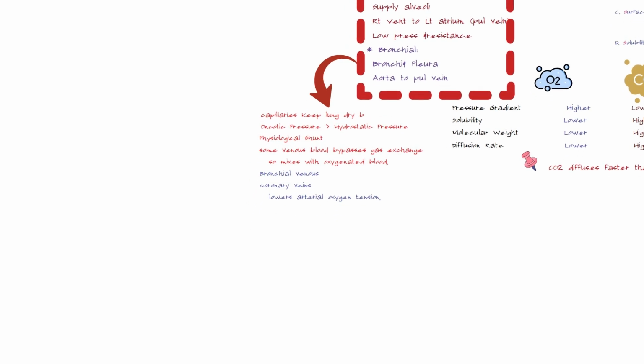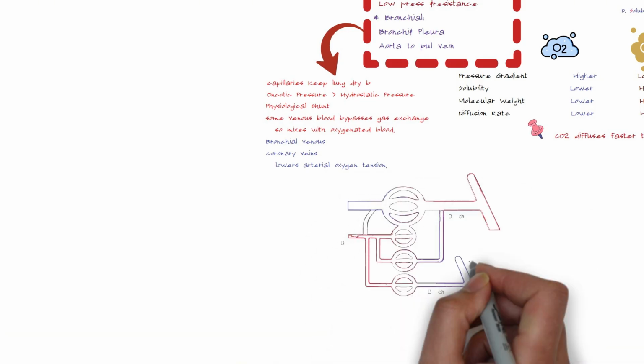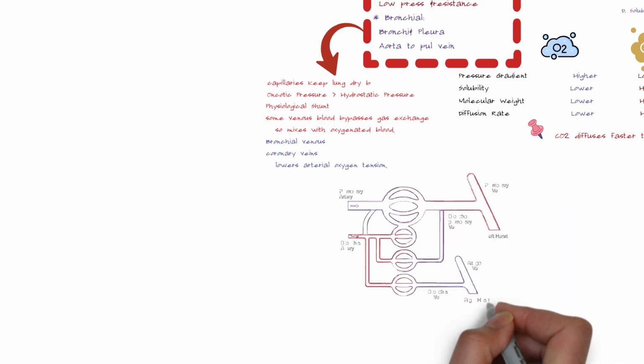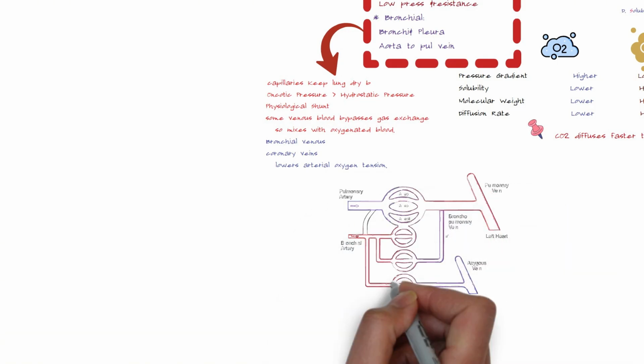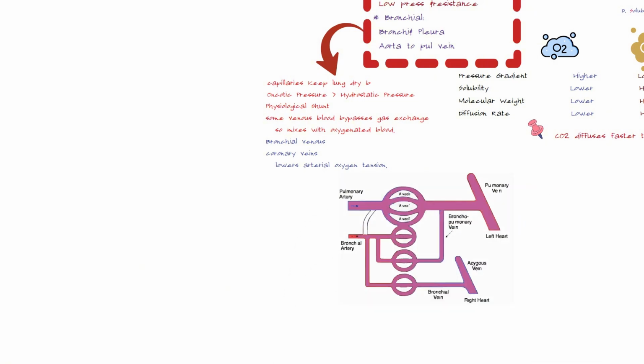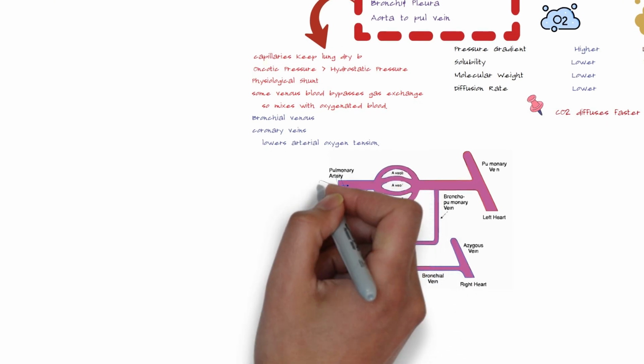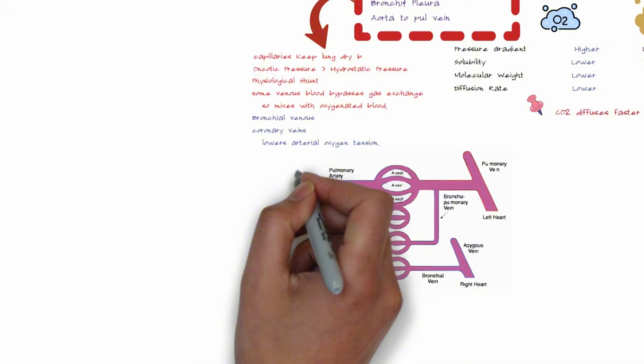How does this occur? There are two classic examples for this. First, the bronchial vein and the coronary vein. Both of them actually mix the oxygenated with the deoxygenated blood. The bronchial vein, which contains deoxygenated blood, goes directly to the pulmonary vein, which carries oxygenated blood, and the coronary vein, which carries deoxygenated blood, goes directly to the heart.